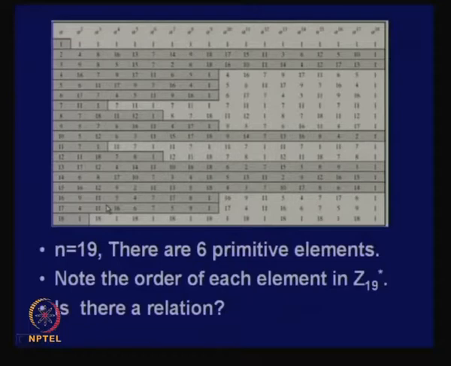Okay. So we will try to see all these things. Note that the order of each element in Z19 star will divide, what, 19 or 19 minus 1? 19 minus 1, right. So each order will divide 19 minus 1, and the primitive element will have the largest order. So the order of a primitive element is equal to 18.